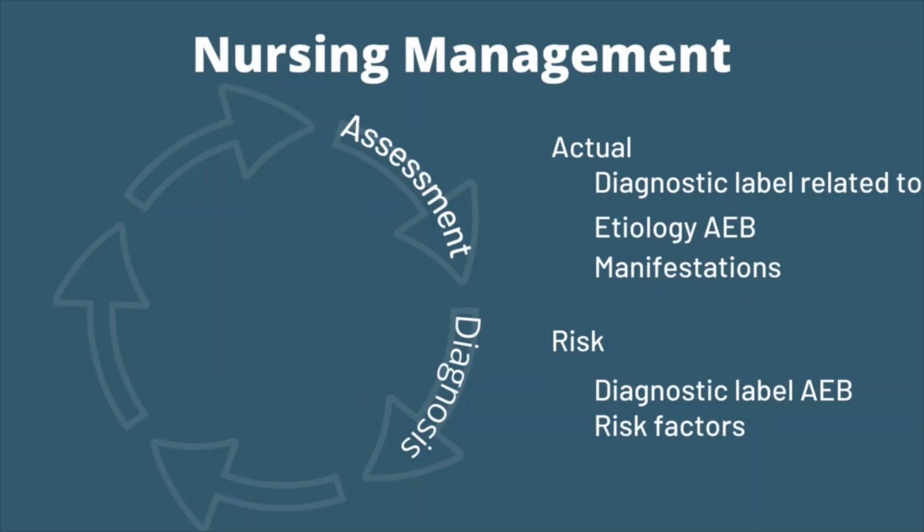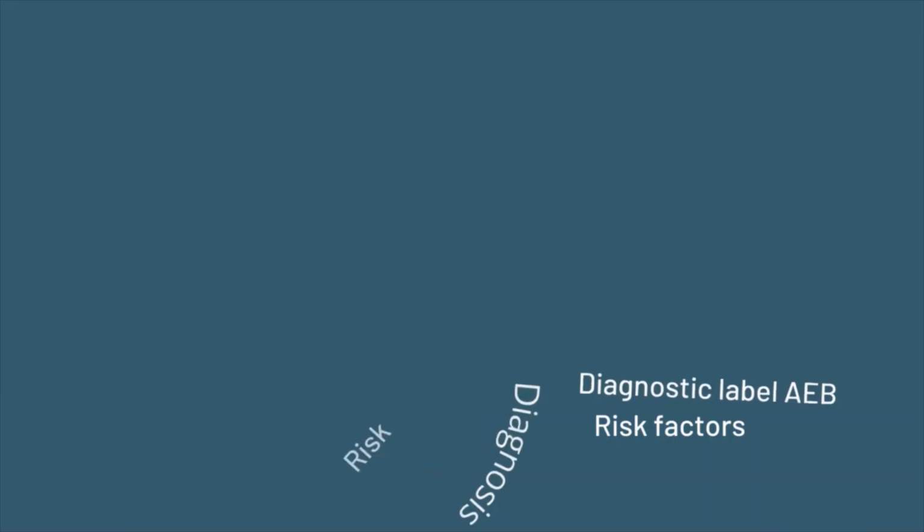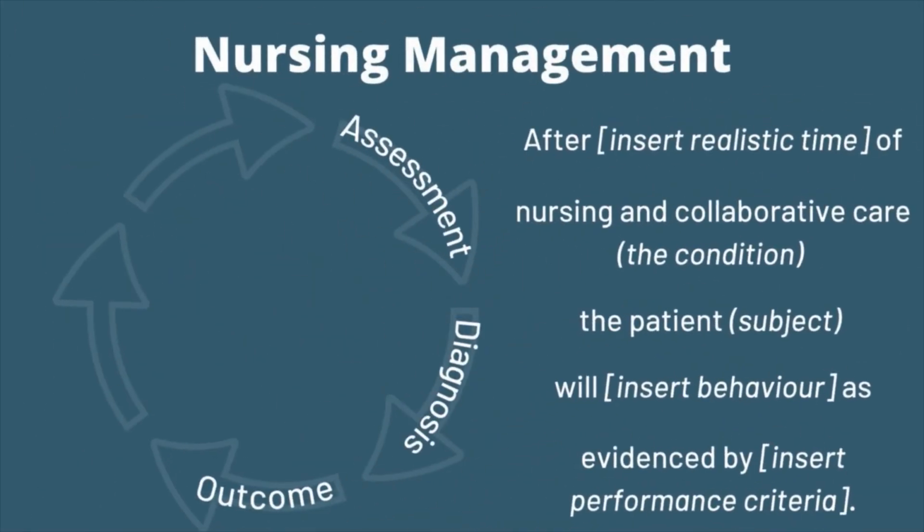When you have completed your presentation of the diagnostic statement, move to the outcome statement. Present the complete outcome statement, which should be SMART. Your outcome statement should have a subject, the desired behavior, the condition, and performance criteria. The following template can be useful to ensure that you have all the components. After blank time of nursing and collaborative care, the patient will blank as evidenced by blank. In another video, we will discuss how to write a correctly formulated and SMART outcome statement in greater detail.